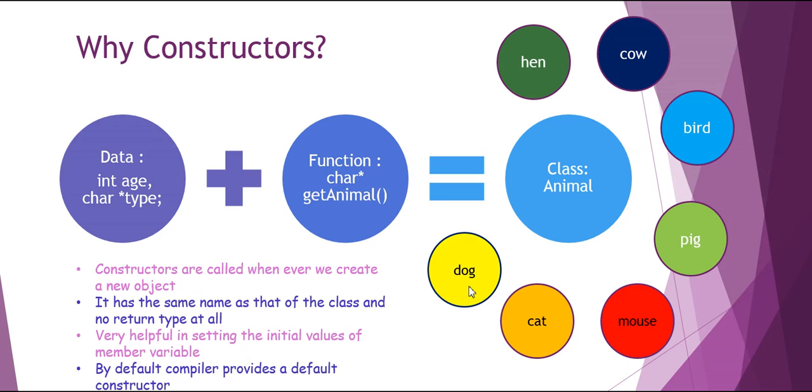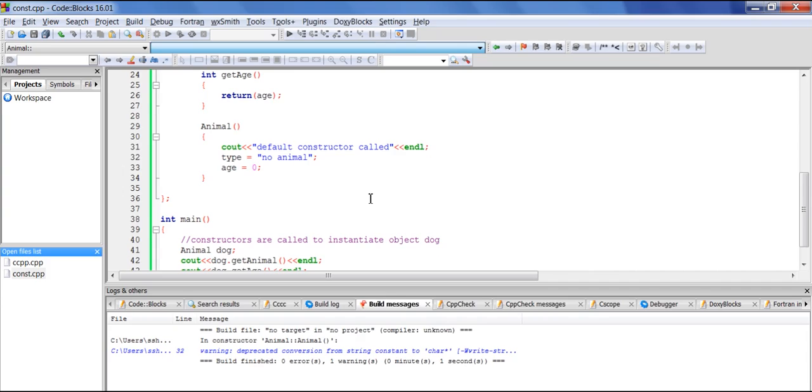For example, if you have the dog object, we can initialize its member variables. Say you want to give an age of 0 and a type, say a dog type. It's very helpful in setting the initial variables, as I said before, and by default the compiler provides you a default constructor. So let's see how a constructor looks in the code.